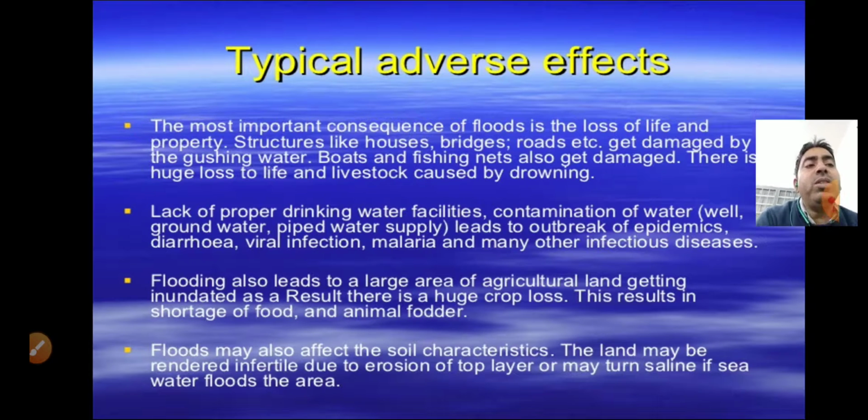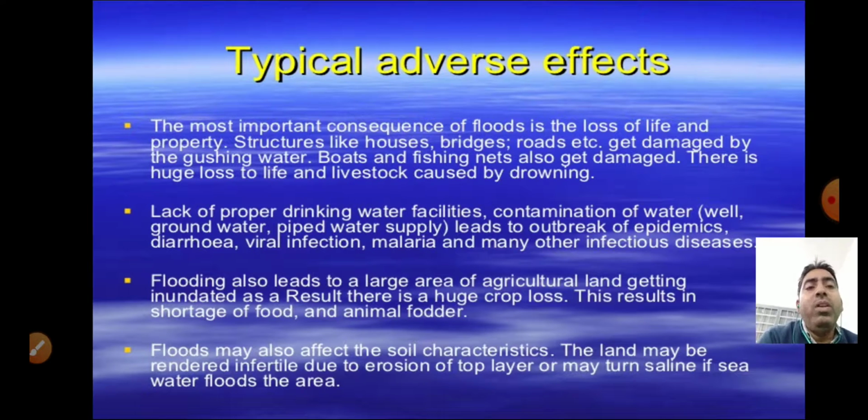What are the adverse effects of the flood? The most important consequence of the flood is the loss of life. I have taught you in the class, and property like houses, bridges, roads get damaged by the gushing, fast moving water. They have a force, and boats and fishing nets also get damaged. There is a huge loss of life and livestock caused by drowning. There is a lack of proper drinking water facilities, and contamination of water also occurs. Well water and pipe water supply lead to outbreaks of epidemics like diarrhea, viral infection, malaria and many other infectious diseases.